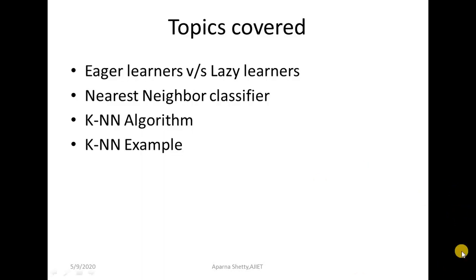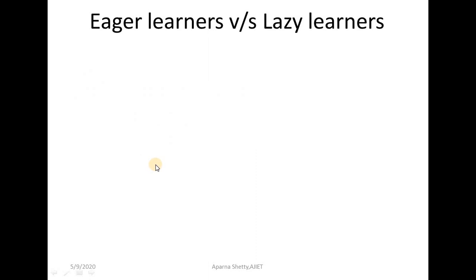The topics covered in this video lecture are eager learners versus lazy learners, nearest neighbor classifiers, that is the KNN algorithm, the K nearest neighbor algorithm, and K nearest neighbor examples. Let us go through each of these topics in detail. First topic is eager learners versus lazy learners.